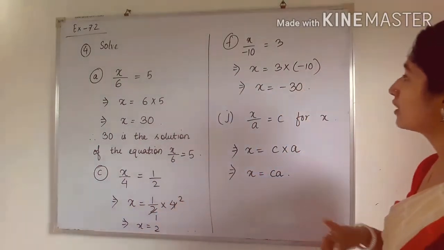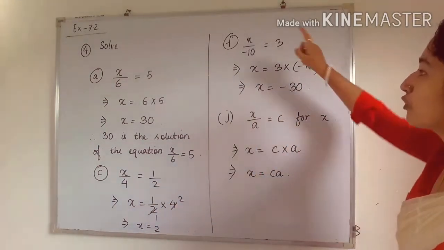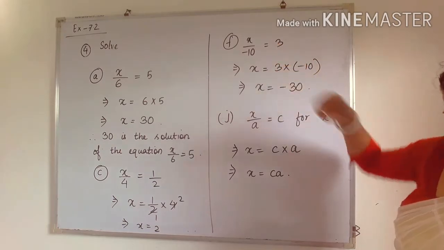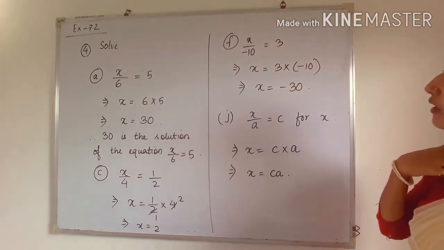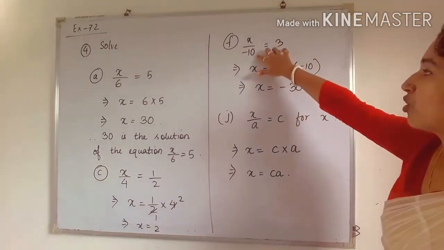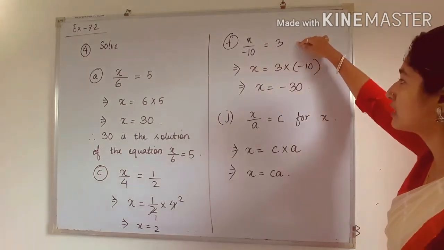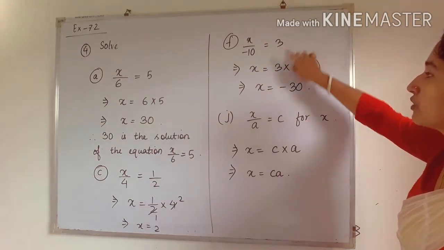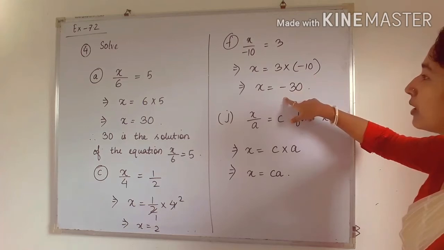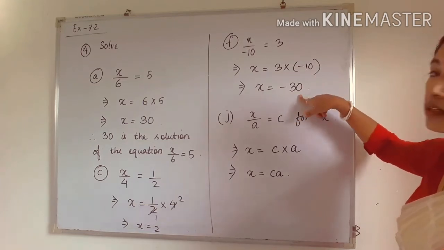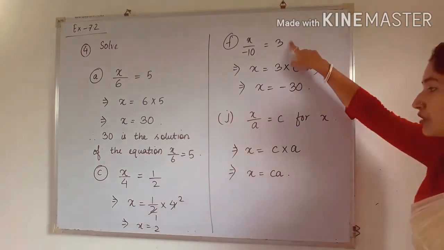Similarly, see the next one, number f. Here also you have to find the value of x. So minus 10 is divided here, okay, so it is in denominator, it is divided. So when we transpose minus 10 to that side, it will get multiplied with 3. So 3 into minus 10 will be what? Minus 30. So minus 30 is the solution of this equation.